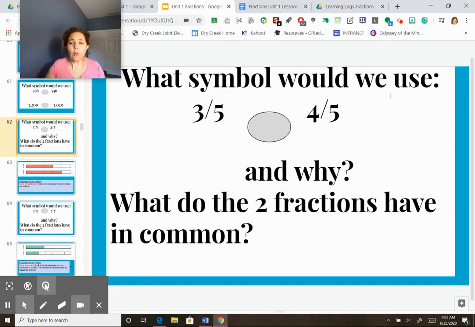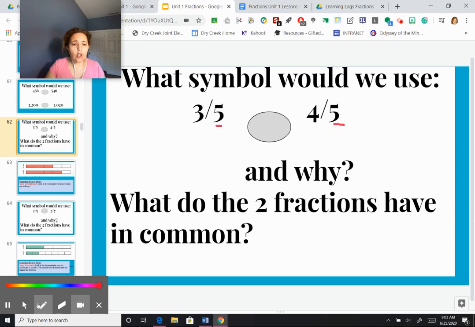All right, so what symbol would we use? We have 3/5 and 4/5. So what symbol would we use and why? What do the fractions have in common? So let's look at it. 3/5, 4/5, what do they have in common? That's right, they have the exact same denominator, right? They have 5 as a denominator. So which one is bigger and why?